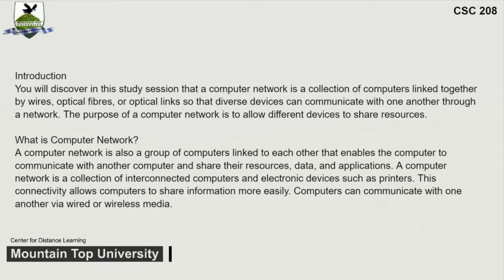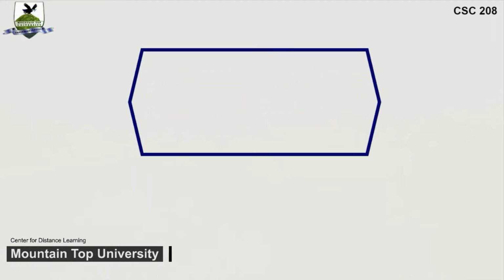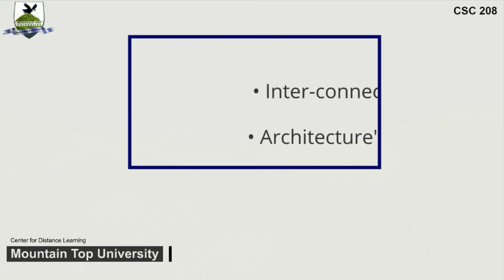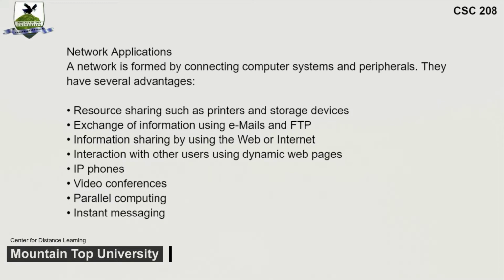Classification of computer networks. Computer networks are classified based on various factors. They include geographical span, interconnectivity, administration, architecture, and network applications. A network is formed by connecting computer systems and peripherals.